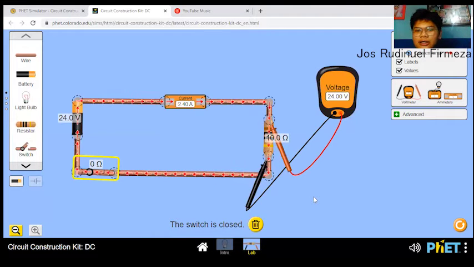Nice. So we can see that we have 24 volts, and it has a current of 2.40 amperes, and it has a resistance of 10 ohms. And that ends our procedure for the laboratory experiment number 4.